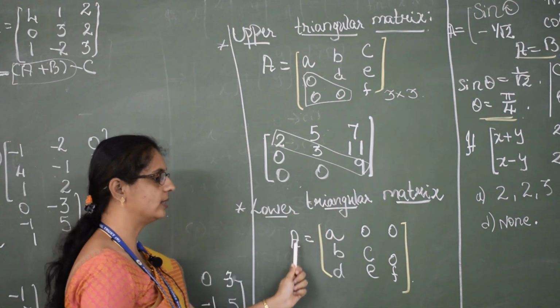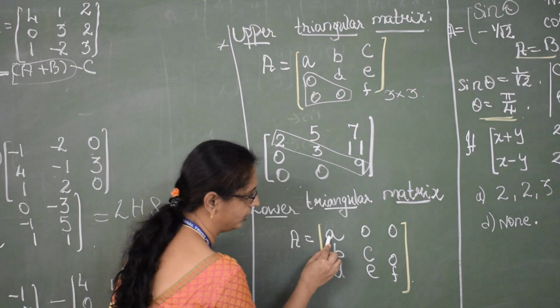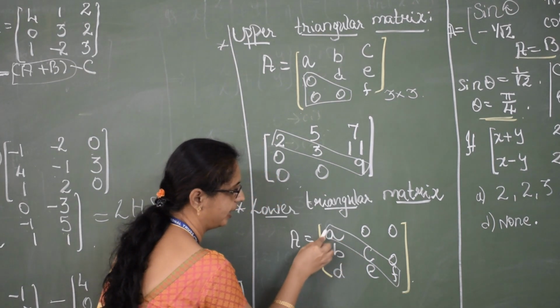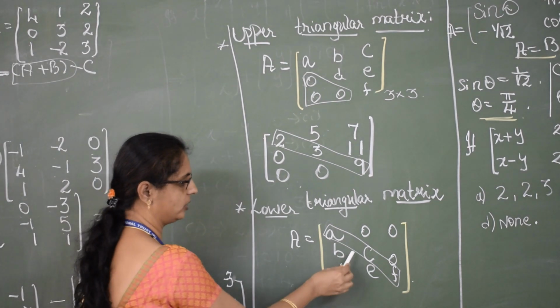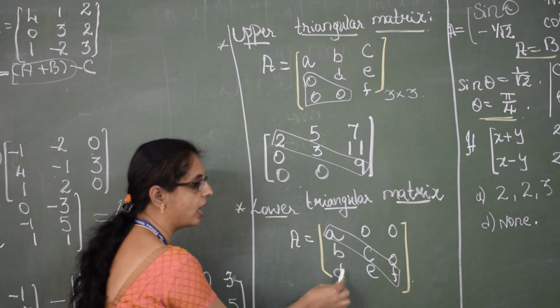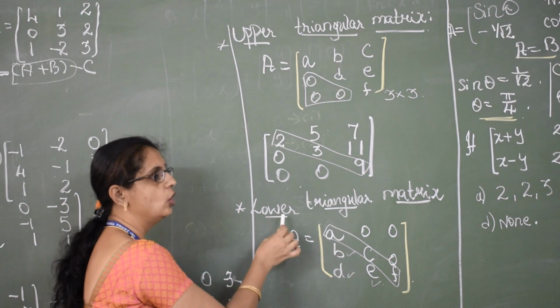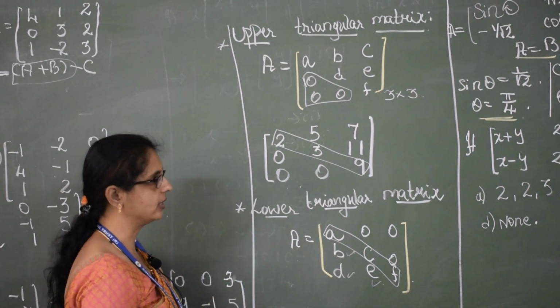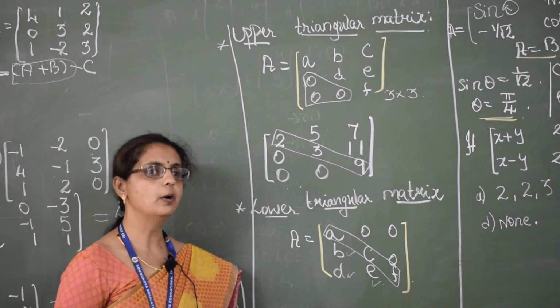On the same basis, lower triangular matrix. First, I will just highlight this. This is called what? Diagonal array. In this diagonal array, the elements below the diagonal array are non-zero. They are what? Non-zero. So only it is called a lower triangular matrix. These two definitions will help us to solve the objective problems.